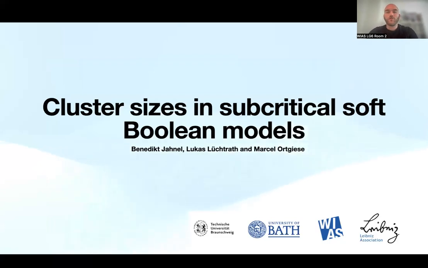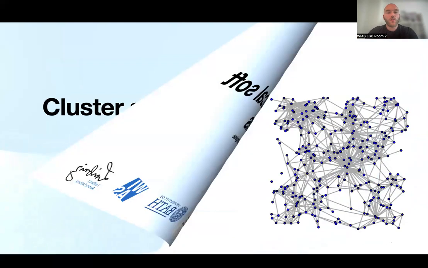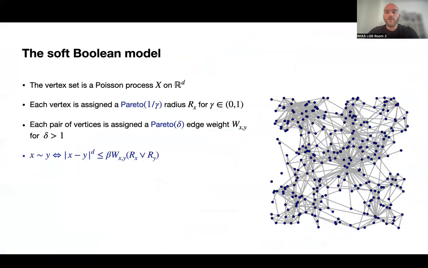Hello to this short video summary of our new paper, Cluster Sizes in Subcritical Soft Boolean Models. Let's start with the model. The soft Boolean model is a continuum percolation model. That means we build an infinite graph on the points of a Poisson process in Euclidean space, here R^d. And to connect the vertices and finally build our graph, we do the following.